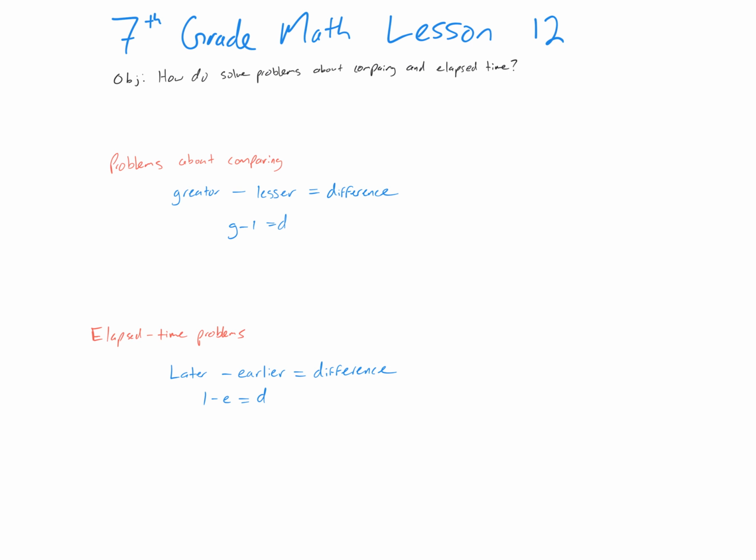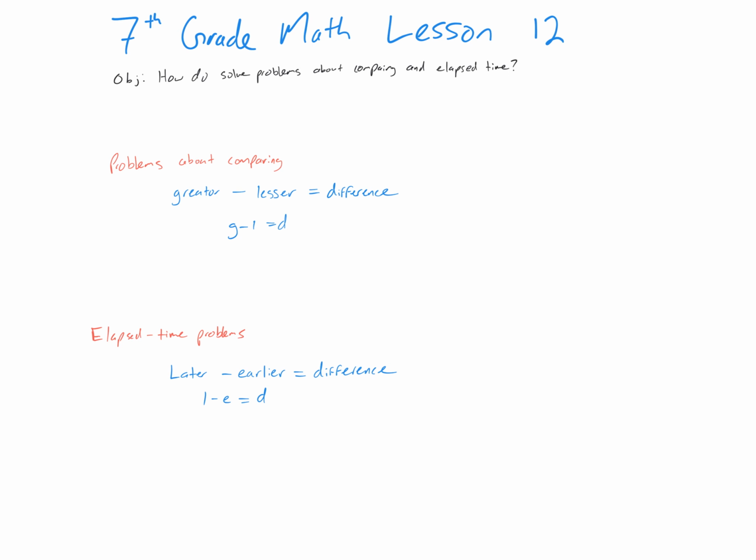So, the problems about comparing are talking about which one's larger and smaller and how far apart they are, the difference between them. So the greater one minus the lesser one, or the smaller one, gives you the difference. So G minus L is equal to D.